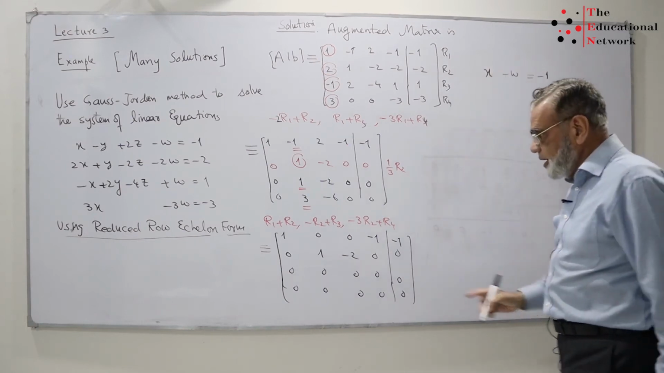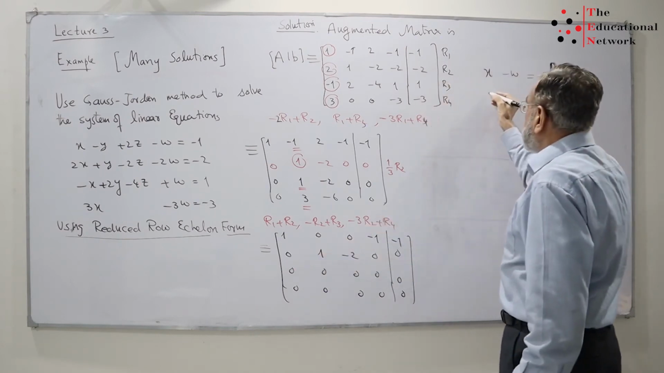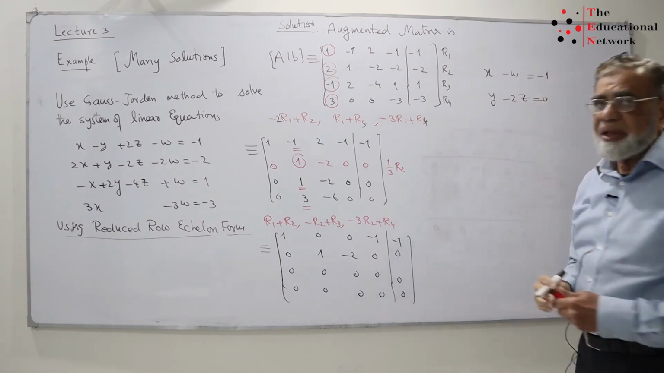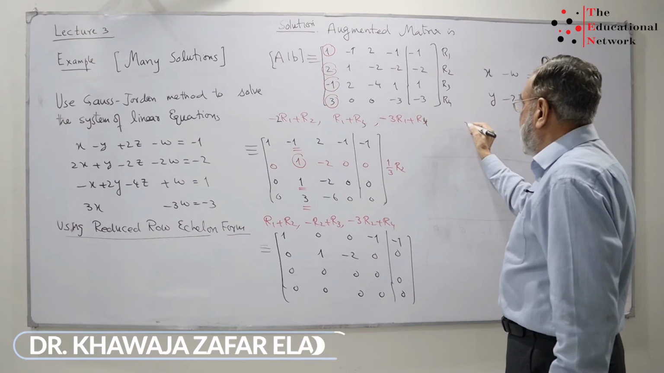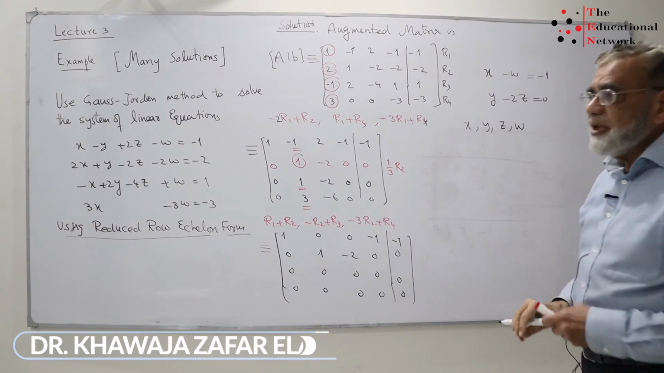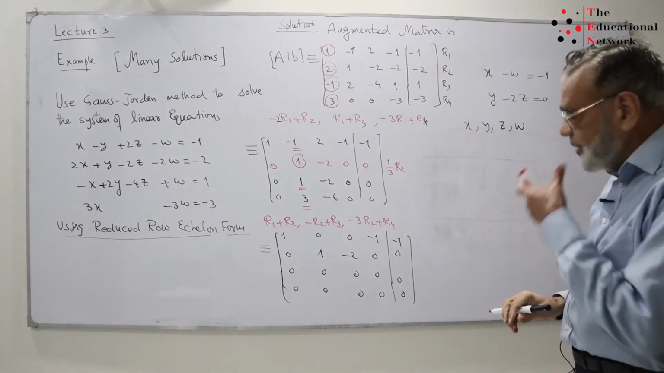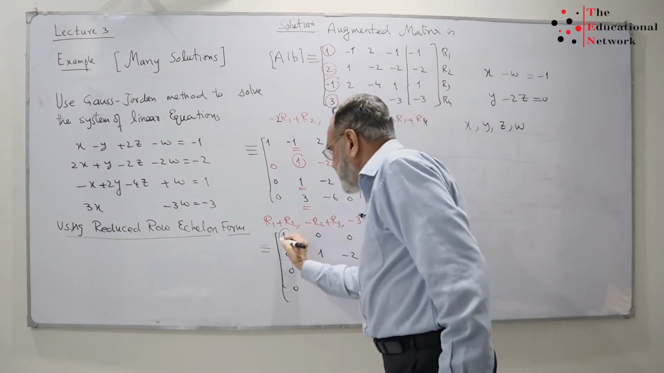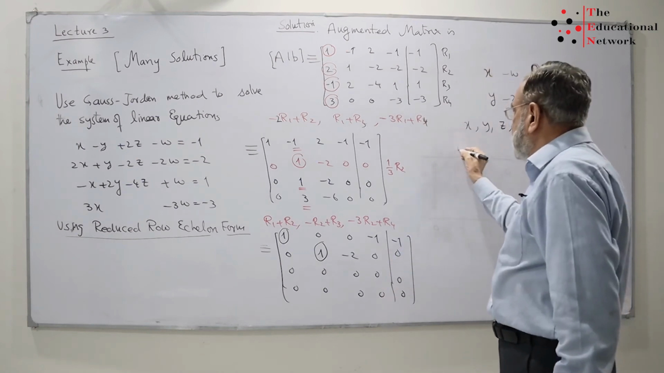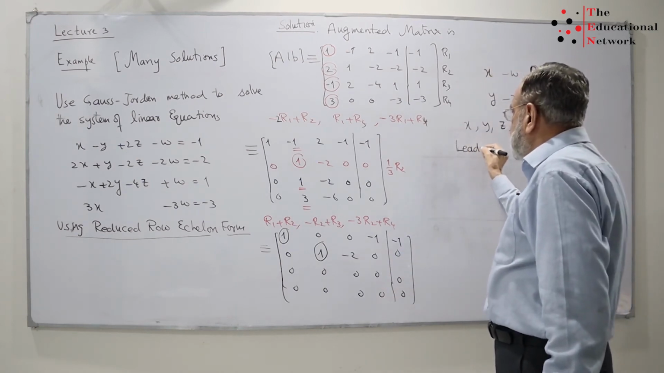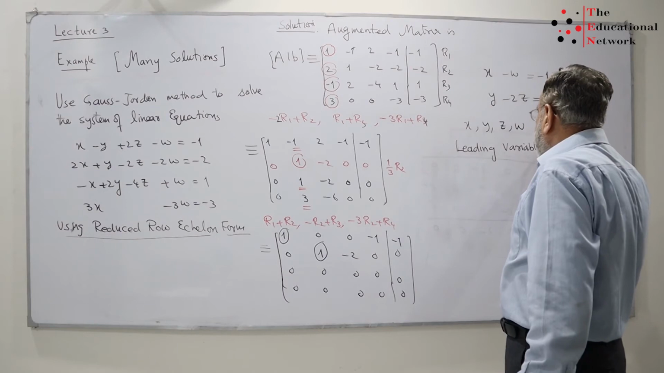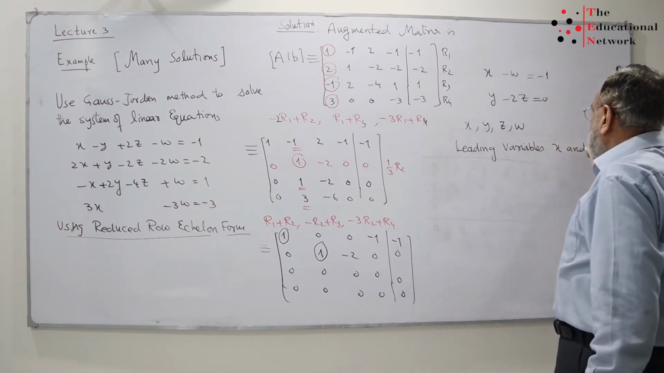My second equation is: I get here 0, this is my y. I get here y minus 2z equal to 0. These are my two equations, only left. Now I have four variables, x, y, z, and w. Two variables are coming with 1, this x is coming with 1 and y is coming with 1. The variables coming with 1, we say leading variables. So these leading variables are x and y.